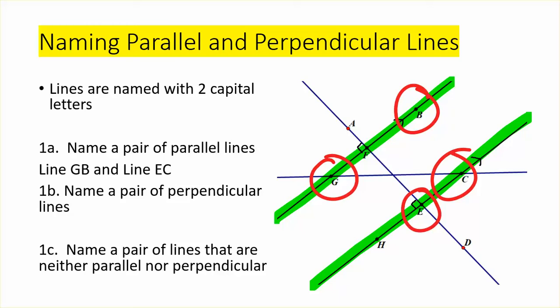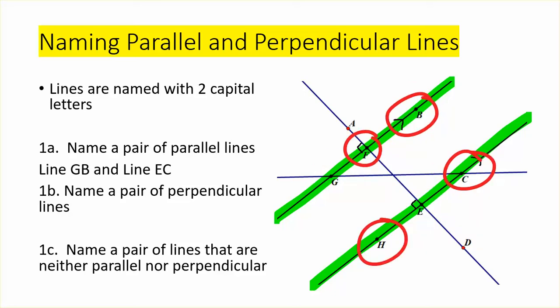That's not the only correct answer, because remember, I can use a different name for each of those lines. I could pick different points from each line. So I could say line FB is parallel to line HC. There is more than one correct answer.